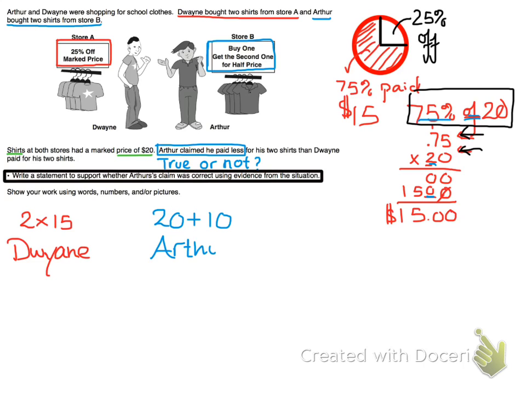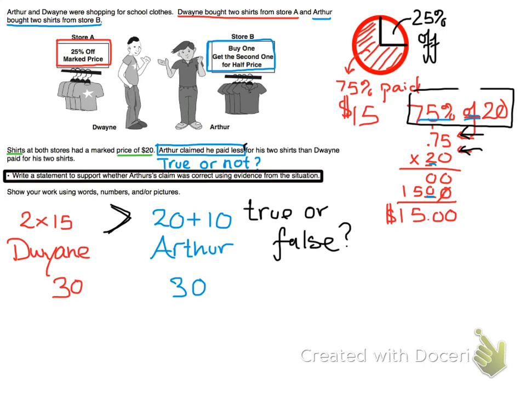And Aurther says that his shirts were less than Dwayne's shirt. So I'm going to put the less than. And we're supposed to decide if that's true. Now, I've got a lot of evidence here. I found out what Dwayne pays for 2 shirts. I found out what Aurther pays for 2 shirts. And now I have to decide, did Dwayne pay less? So let's just calculate this. Dwayne paid, see, 2 times 15 is going to be $30. And 20 plus 10 is also $30. So it looks like they actually paid the same amount.